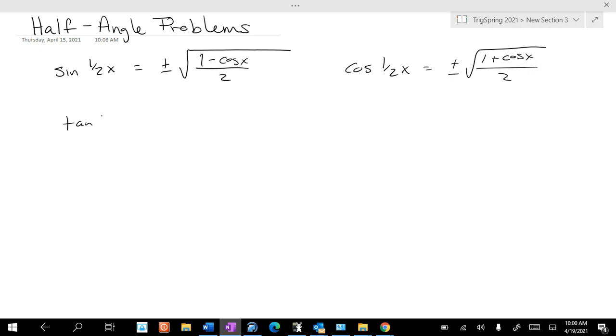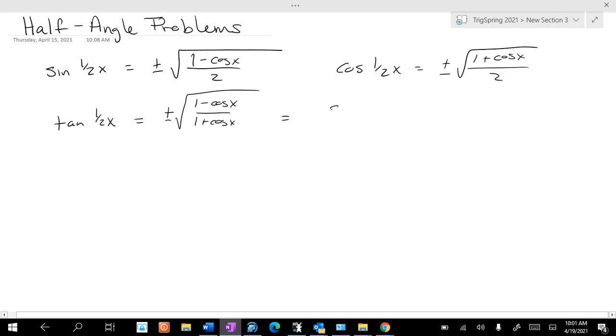And then the tangent of 1/2 x, there's 3 of them, is plus or minus the square root of 1 minus cosine of x over 1 plus cosine of x. And it is also equal to, and I don't remember, sine of x over 1 plus cosine of x, or 1 minus cosine of x over sine of x. This last one is the one I use most often for half angle formulas.